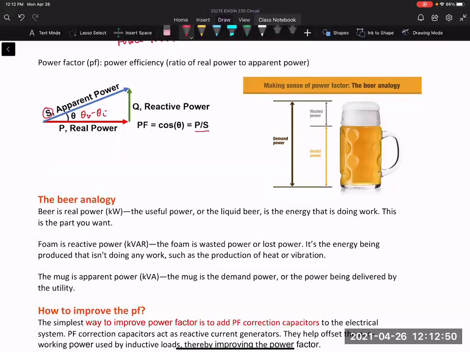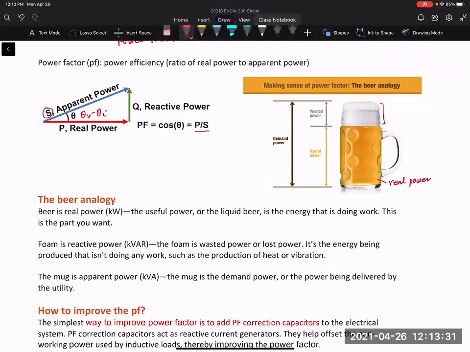And people use beer as the analogy for the power. So normally the circuit that we have is not purely resistive. We have an inductor and capacitor in the circuit. And the beer itself is what we say the real power. So this part is what we call the real power, the beer that you actually have. And this froth over here looks like the beer, but it's not, right? So this is kind of wasted. It's not really the power that you can use.